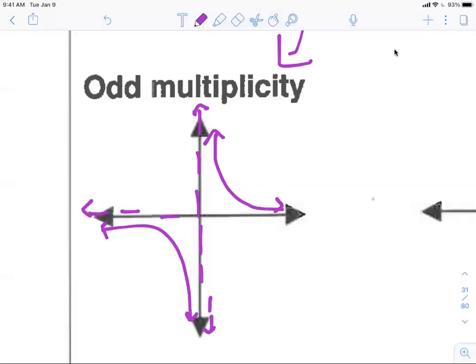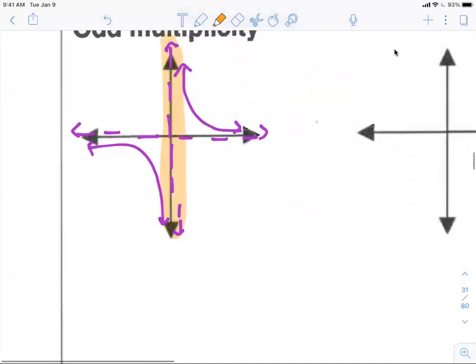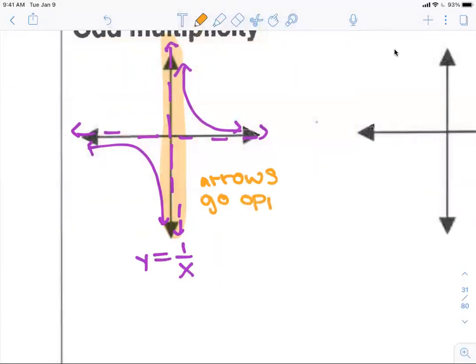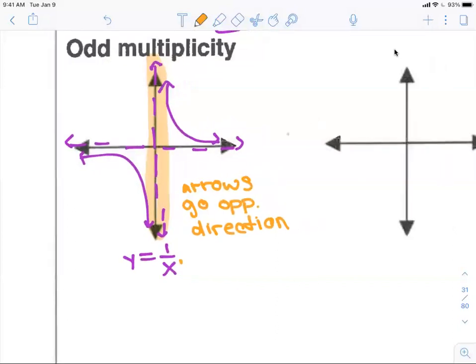And what happens is they are going to go at this spot here, at this asymptote. When it's odd, it's going to go in opposite directions, okay? So that orange part there, notice that the arrows go opposite direction. Again, that's because the multiplicity is 1 at that 0, right? Because of the exponent of 1 over x, that x has an exponent of 1.